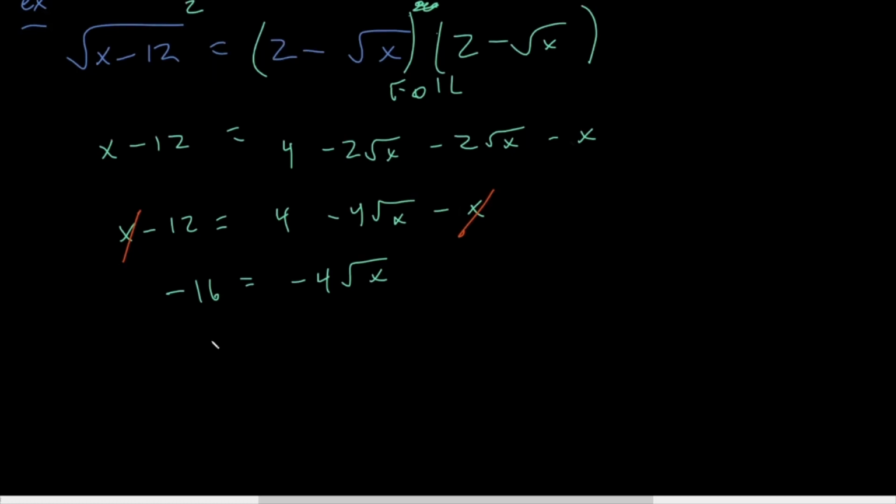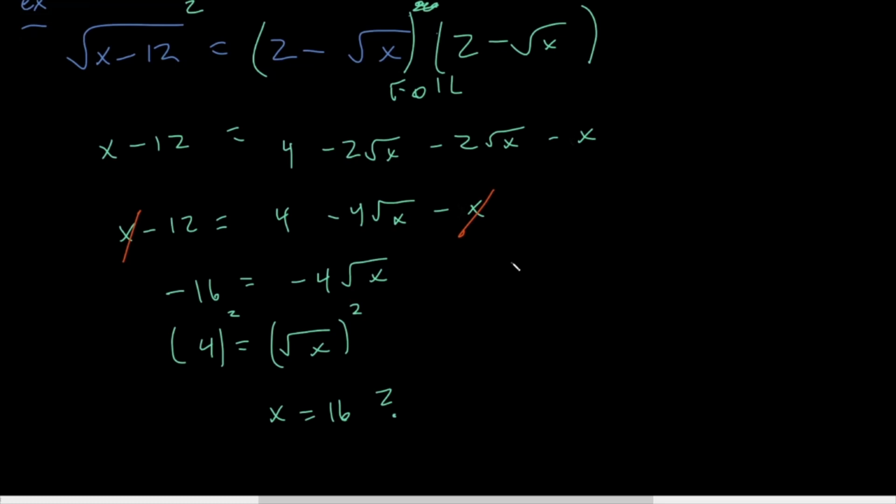Let me go ahead and divide by negative 4. I get 4 equals square root x. So again, I can square both sides. We're going to have to do that. So x equals 16, question mark? Right, we need to check. So let's check back in the original problem.